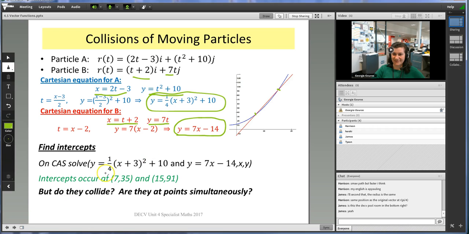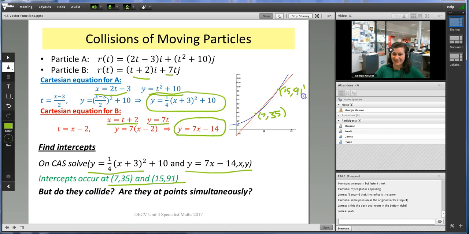So we can actually solve those simultaneously. We can use the CAS or other methods to solve them simultaneously. And we've got two intercepts there. We've got one intercept at 7:35 and the other intercept just from the Cartesian equation at 1591.